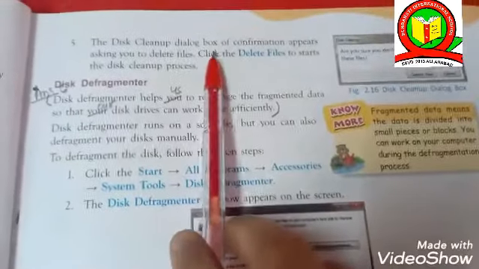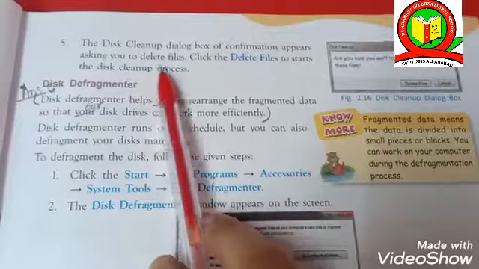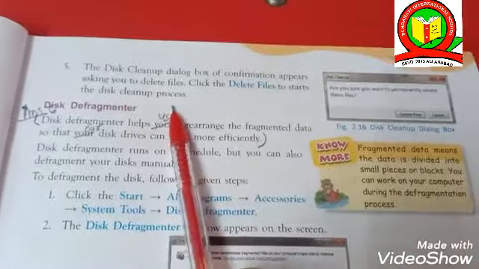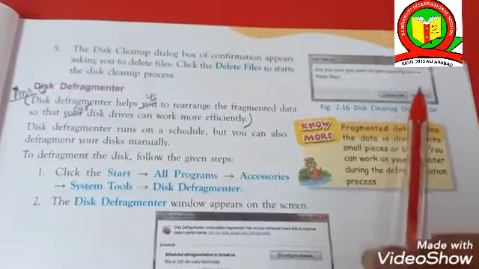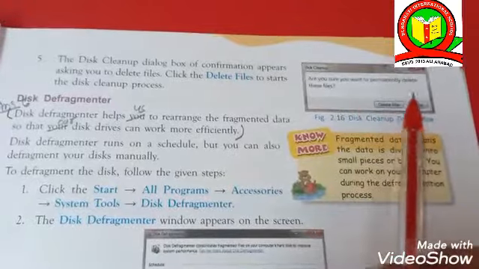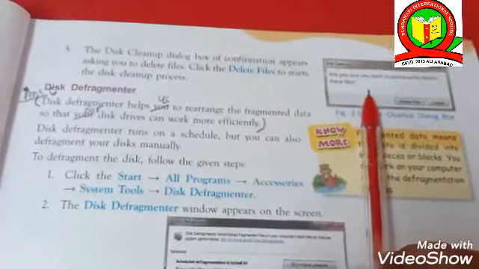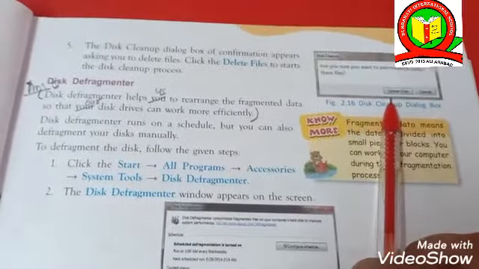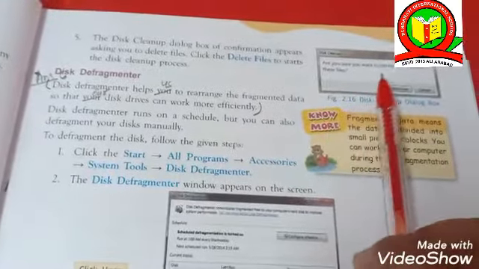The disk cleanup confirmation dialog box appears, asking you to delete files. Click delete files to start the disk cleanup process. Here you will see the confirmation dialog box appear, asking whether you want to delete these files or not. If you are sure, then you will click on delete files. Okay, so this is how you will use the disk cleanup.